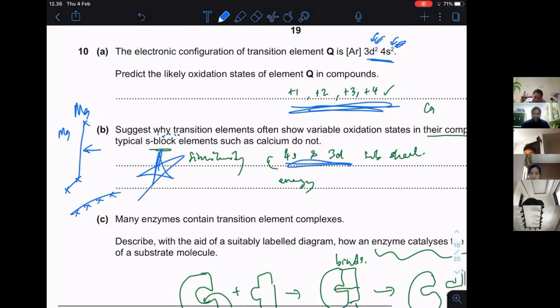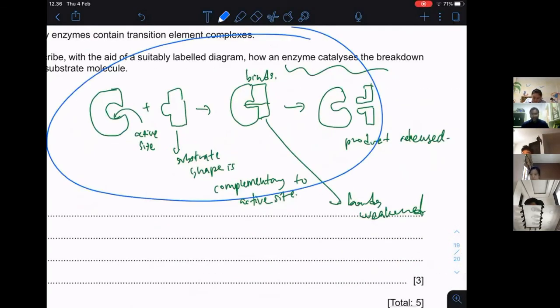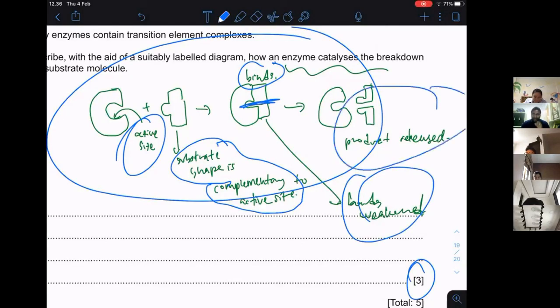And then the last one is the biology part. You can look over here; I sent this working document to you also. It's 3 marks. What are the important things you need to mention? Active site. The substrate shape is complementary to the active site. When they bind, the substrate's bond will become weakened, then the product is released. So the 3 marks are: active site, substrate shape complementary to the active site, and the bond is weakened. Please remember all this. It's a very easy 3 marks to obtain.